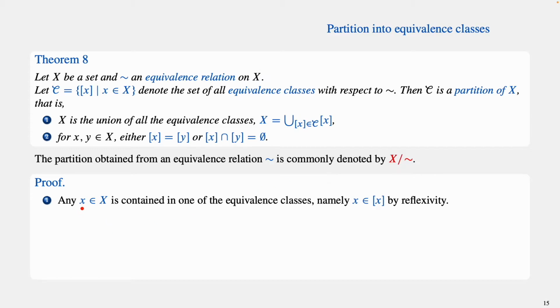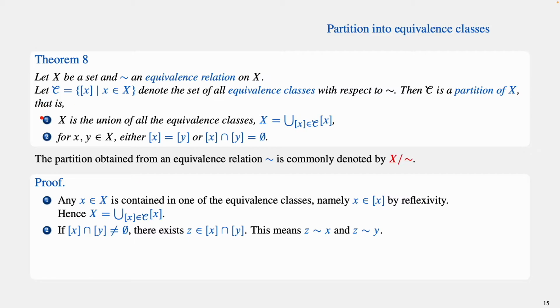Any element from the set X is contained in one of the equivalence classes, namely the one defined by itself. x is contained in bracket x by reflexivity. So the equivalence relation requires that x is related to itself, so x is contained in its own equivalence class. And from this it is clear that the set big X is the union of all the equivalence classes, because every element of X appears in one of these equivalence classes here. And if we take the union, then we have all the elements of X back together.